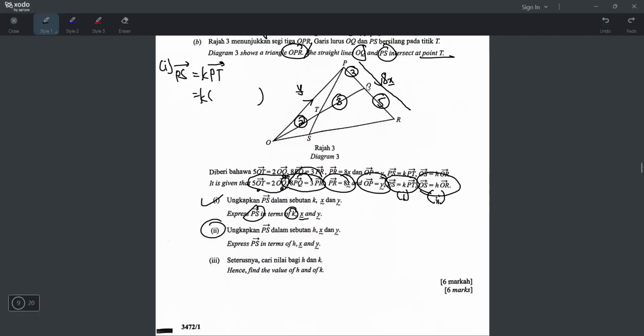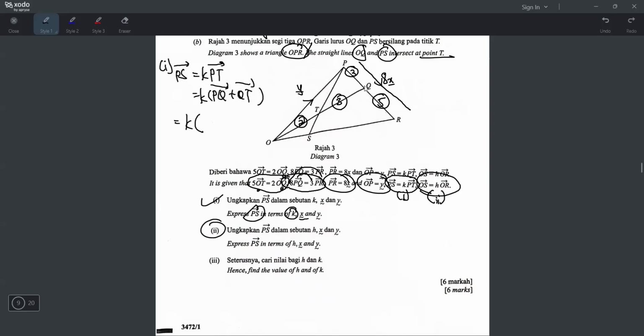We can take PQ plus QT. Okay, PQ plus QT. You can also take PO plus OT. Is it easier if I take PO plus OT? Okay, I think I'll take PO plus OT lah. Okay lah, let's take PQ plus QT lah. Actually, if you do PO plus OT also, you get the same answer. I'm just trying to see which one is easier. Okay, but I will stick to this PQ plus QT.